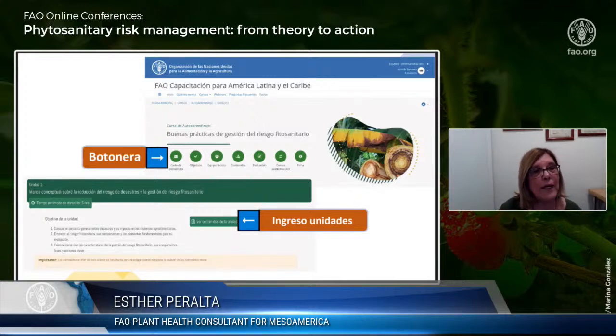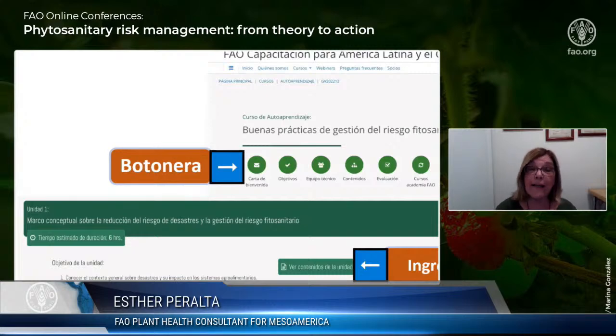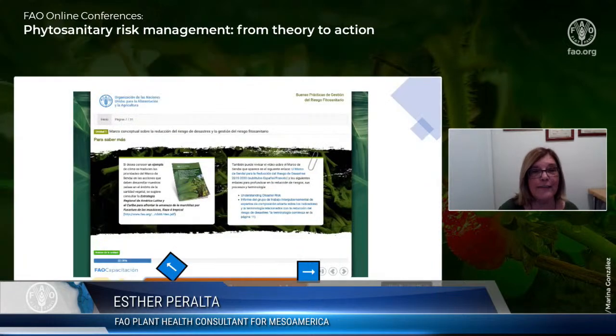Generally speaking, the course, next slide please, also includes references so that all students will have access to additional supplementary information to expand their knowledge. Next slide please. Each unit, as I mentioned, includes a list of references and other documents that the students will have access to directly.